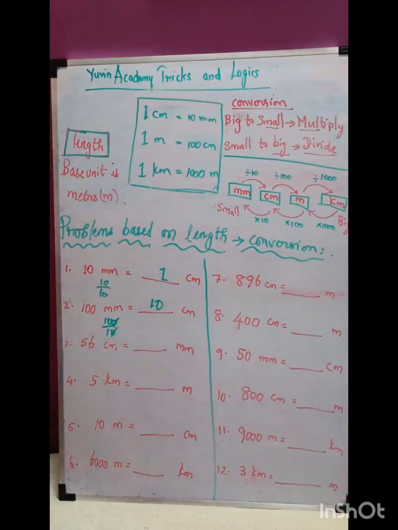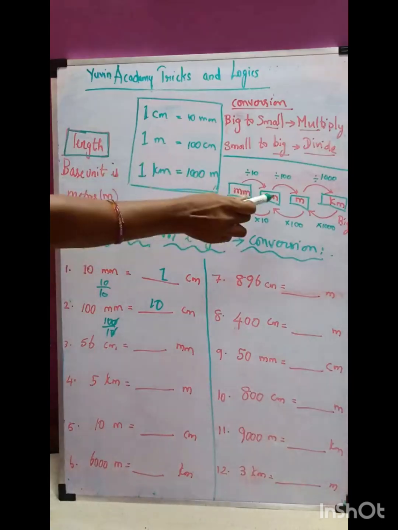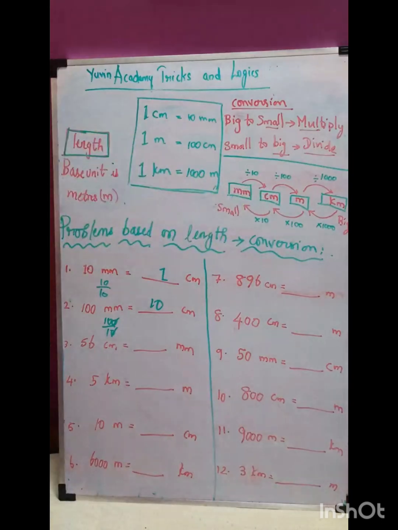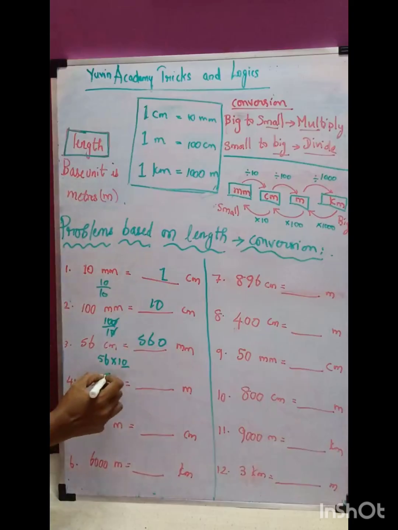The next one is centimeter to millimeter. So here it is big to small. Centimeter is big when compared to millimeter, right? So big to small. Centimeter to millimeter means you have to multiply by 10. Here 56 multiplied by 10. What is the answer? Put the 0, 56 times 1 is 56. So 560 mm.